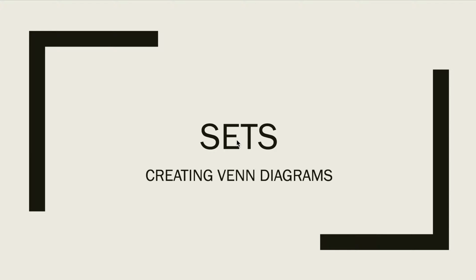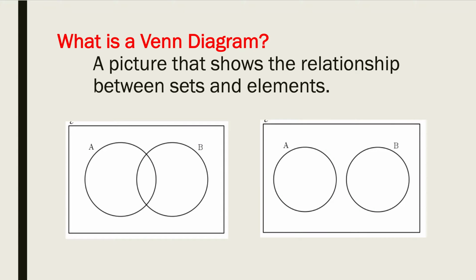So we're going to begin our next section, continuing talking about sets, but looking at creating what's called a Venn diagram. So I'm going to begin with a definition. A Venn diagram is a picture that shows the relationship that exists between sets and elements. Now, there are lots of different ways that a Venn diagram can look.